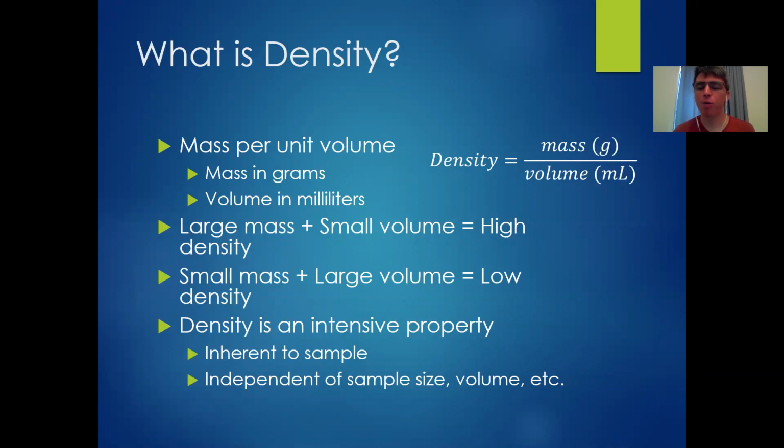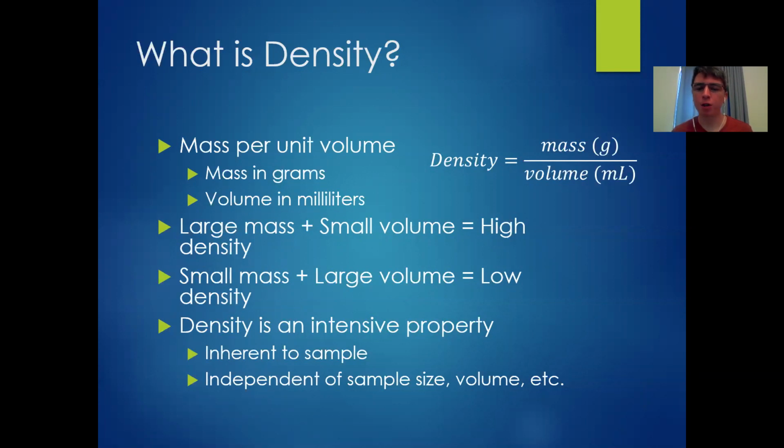There are some ways you can manipulate this formula or just conceptually think about density. If you have a very large mass and a very small volume, you end up with a very high density. If we look back at the equation, as our numerator gets bigger, our density will get bigger. As our denominator, the volume, gets smaller, our density will also get bigger. On the flip side, if we have a small mass and a large volume, you end up with a very low density.